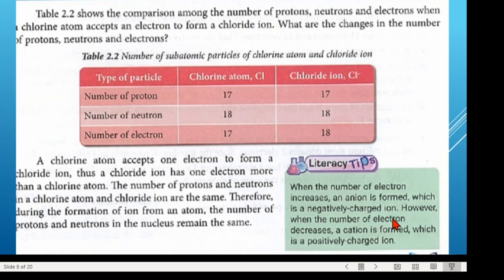However, when the number of electron decreases, for example, here becomes 16, okay, decreases the number of electron, a cation is formed. What is cation? A positively charged ion. So, in the example here, the electron increases. So, when it increases, its charge is negative. So, negative charge is an anion. Okay, remember, anion is a negative charge ion. Cation is a positive charge ion. Okay?